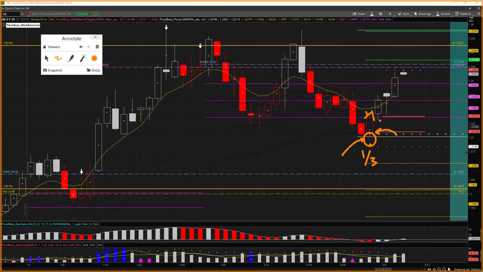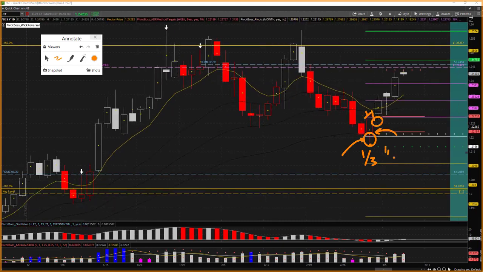The next morning, maybe you want to add back on a pullback. You add another third. You're in good. Maybe on the next day, you add back on another pullback, and now you're in strong as this thing continues to work its way up here.